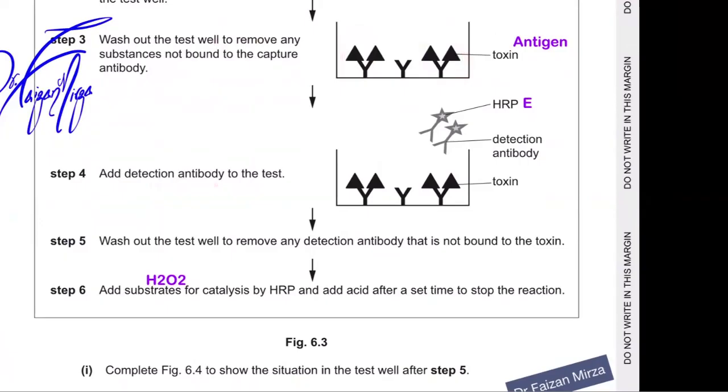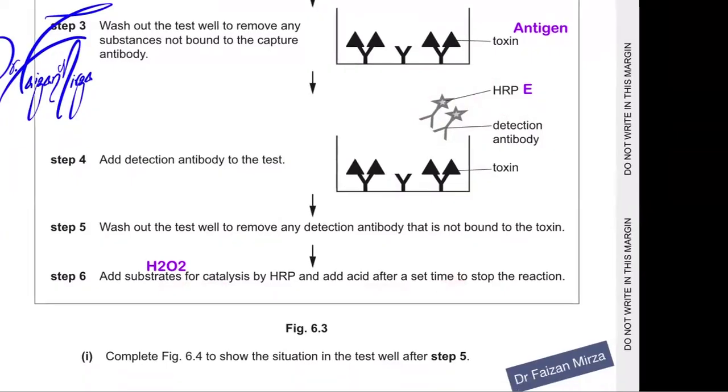The detection antibody is the one which is in a reverse shape, in which this is the antigen binding site and the constant region. Here, the constant region is attached to this star-shaped thing called HRP, which is the enzyme, horseradish peroxidase. So this detection antibody is added. Wash out the test well to remove any unbound detection antibody. Add the substance H2O2 that HRP can catalyze, and add acid to stop the reaction further.